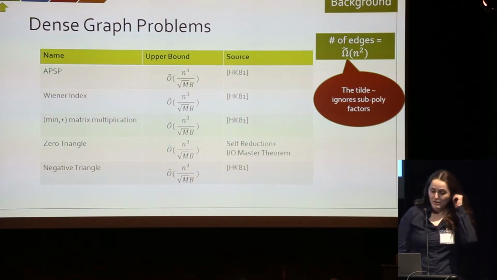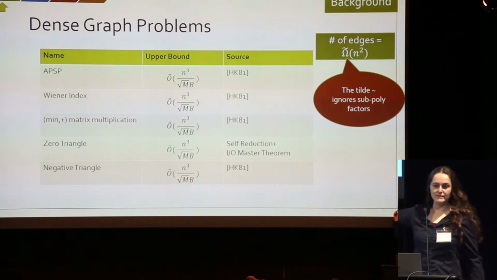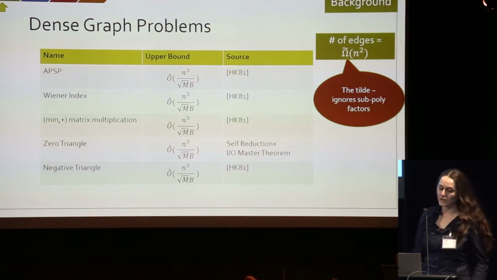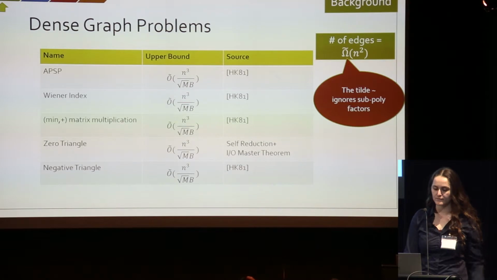So some background about running times. Also, throughout this talk, I'm going to be throwing tildes in front of things like O's and omegas, and what I mean there is that I'm going to ignore subpolynomial factors. So I'm going to be ignoring all of these logs.